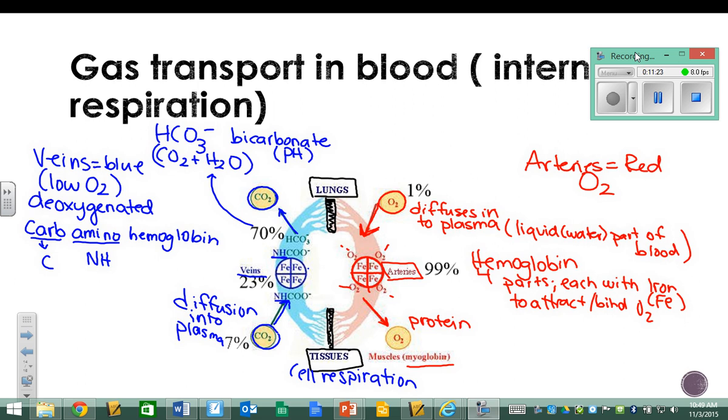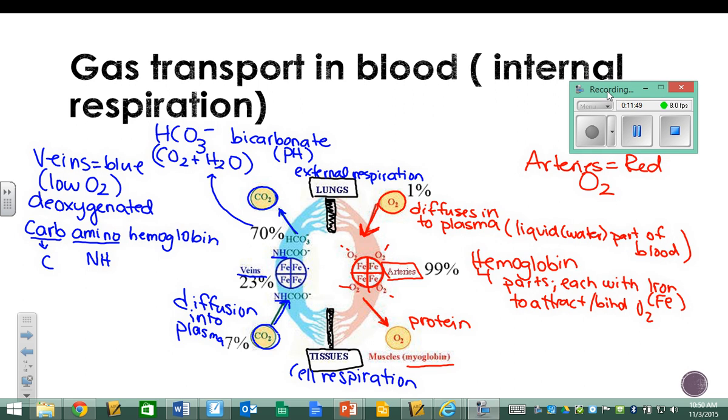So what's happening at your lungs is external respiration. What's happening in your tissues is cellular respiration. And this picture illustrates internal respiration. How did the gas get from your lungs to your cells, or from your cells back up to your lungs? Now, is there anything about internal respiration that anybody would like to ask about here?